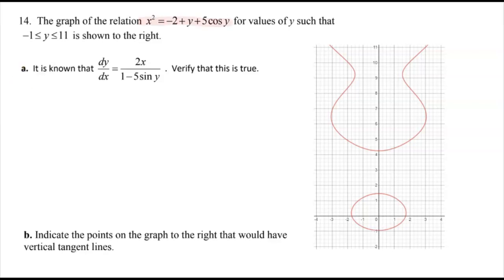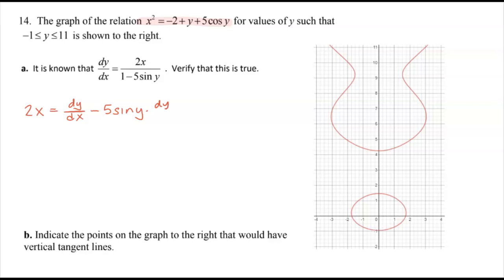We can see x's and y's on both sides of this equation. So let's go ahead and take the derivative of both sides with respect to x. The derivative of x squared is just 2x. The derivative of negative 2 is 0, it's a constant. y becomes dy/dx, and plus 5. The derivative of cosine is a negative sine, so I'm going to change that to a minus.